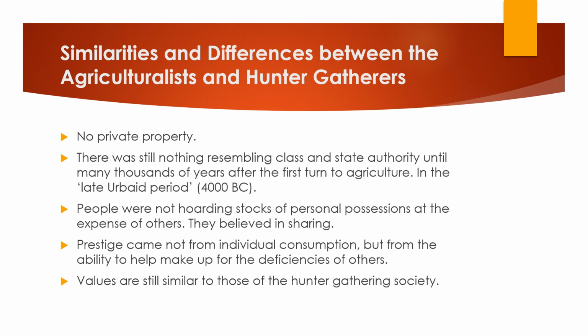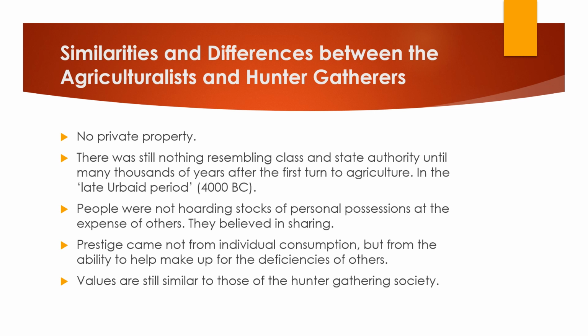So now we're going to look at the similarities and differences between the agriculturalists and the hunter-gatherers. There was no private property in both periods. There was still nothing resembling class and state authority until many thousands of years after the first turn to agriculture, in the late Ubaid period, 4000 BC. People were not hoarding stocks of personal possessions at the expense of others. They still believed in sharing.